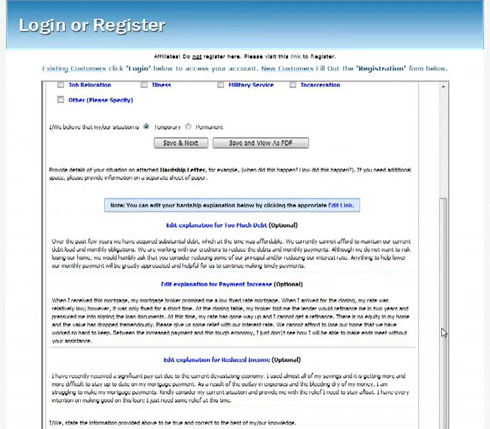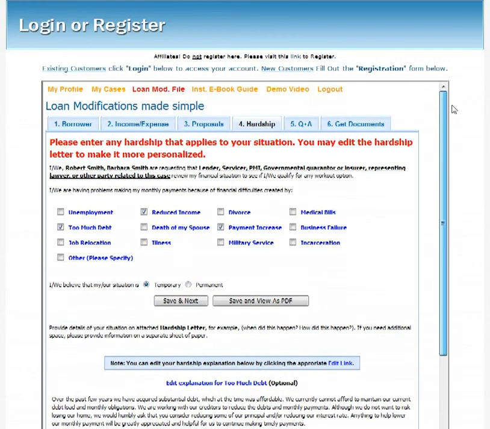Please remember to express your desire to stay in the home and your plans to correct or improve your financial circumstances. That is, the hardship letter explains to the lender what has changed in recent months, making it difficult to afford the home. So you should also include what will change in coming months to make it easier for you to afford your payment. The fifth tab is the Q&A tab.